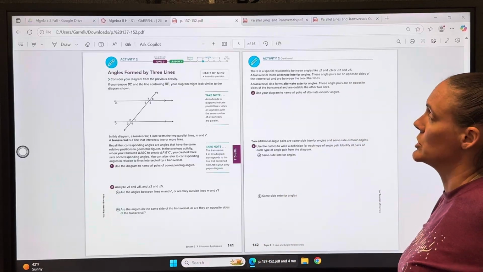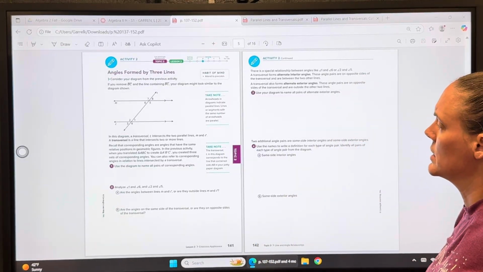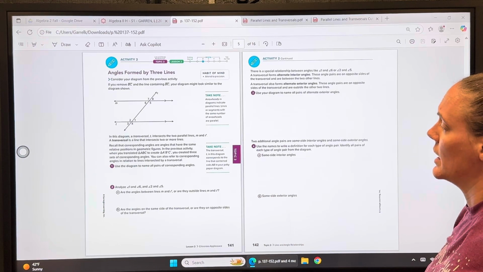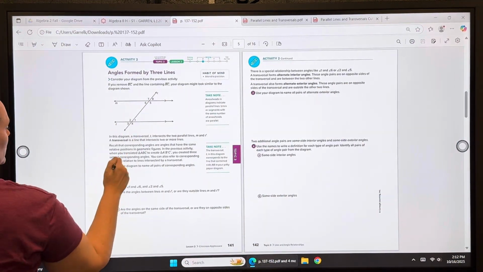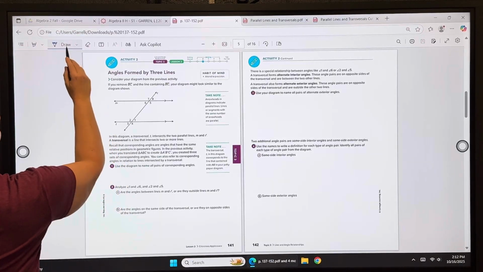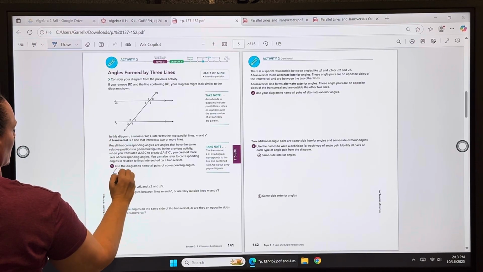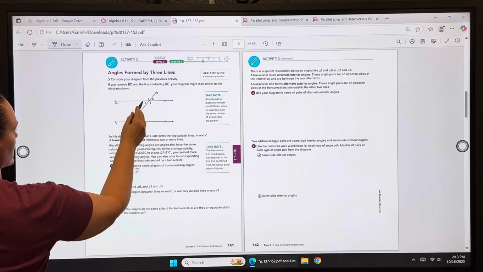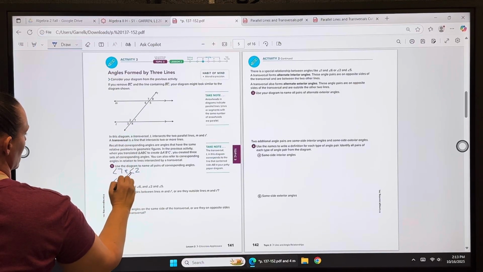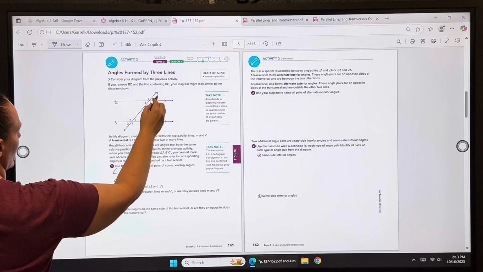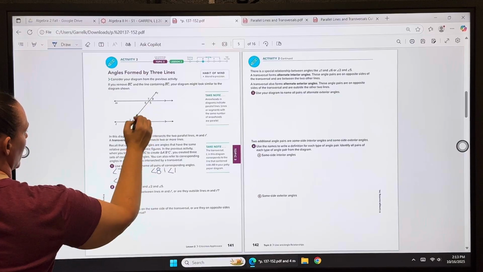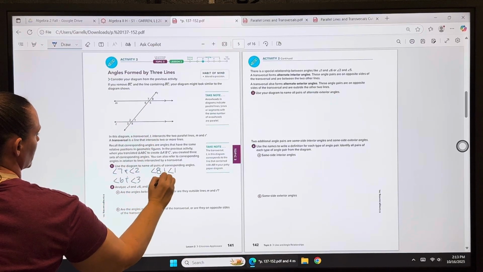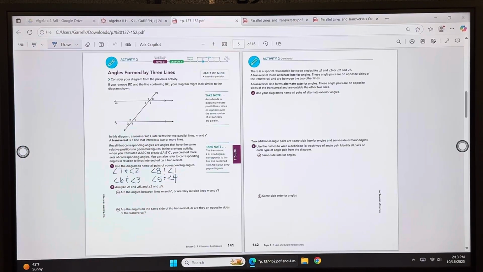141 and 142. Okay, corresponding angles. They want every pair of corresponding angles. So 7 and 2. Oops, I didn't turn the draw feature on. 6 and 3. 8 and 1. And 5 and 4. That means they're in the same position around the center circle.